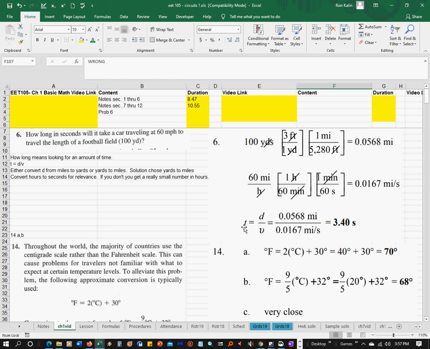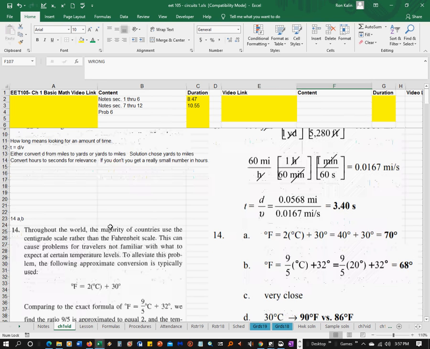And then T equals D over V. So you take your distance divided by your velocity, and then the miles cancel out, and this is miles per second, so a second goes up into the numerator, and you get 3.40 seconds.